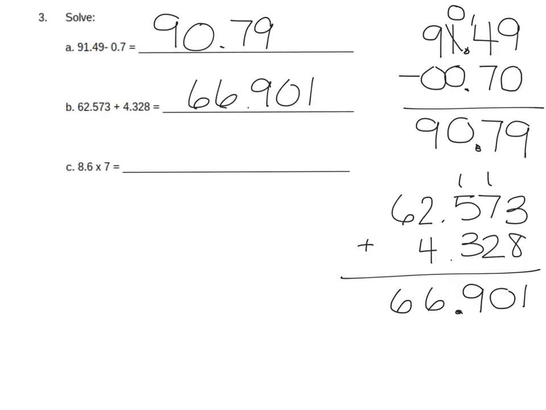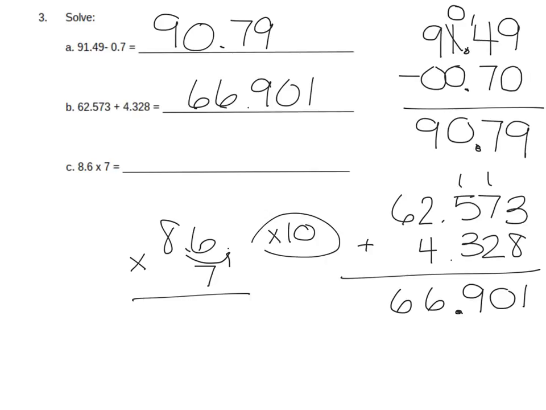C wants us to multiply. This is a little different. Do we have to line up our decimals when we multiply? No, because what we do is a little different than when adding and subtracting. We have to make 8 and 6 tenths a whole number. So how can we make this a whole number? We're going to multiply this number by 10 to move this decimal out of the way. Okay, and I'm going to save this because I'm going to need to use that in my product.